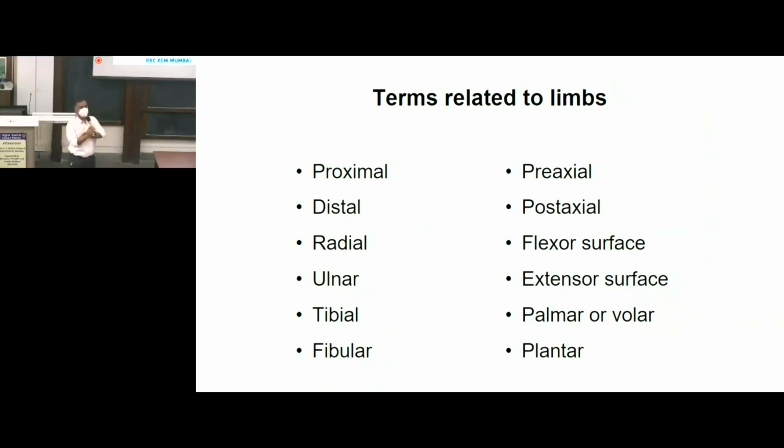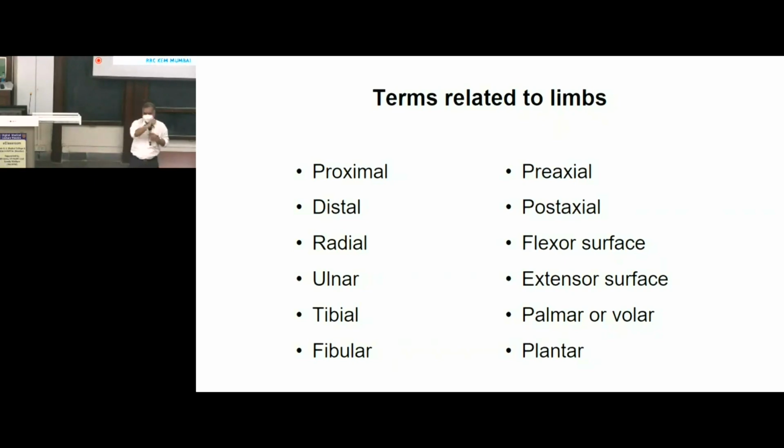Radial. Radius is the bone of the upper limb which is laterally lying in the forearm. So lateral border of the upper limb is referred to as radial. Anything that lies on the palmar side is called palmar. Anything that lies towards the sole is called plantar. So this is a concept that you will have to read and understand.